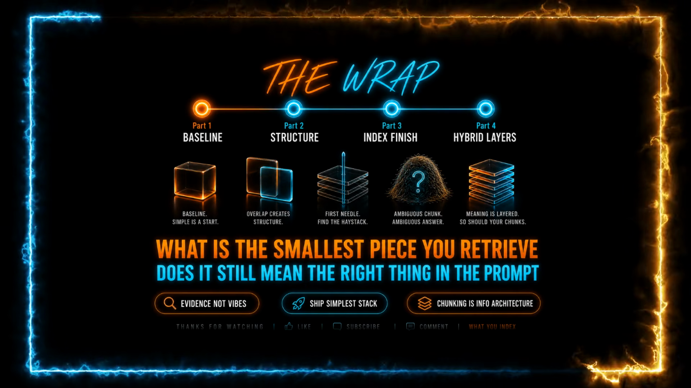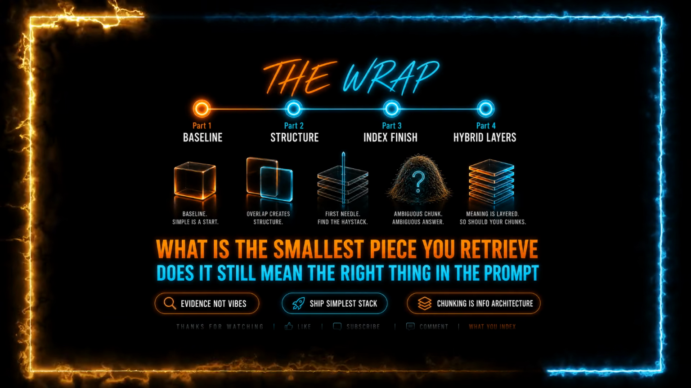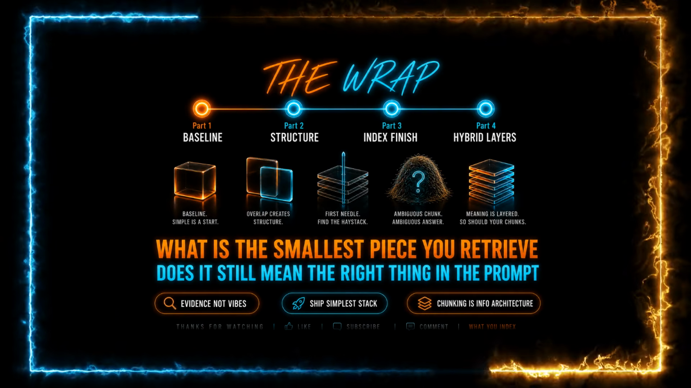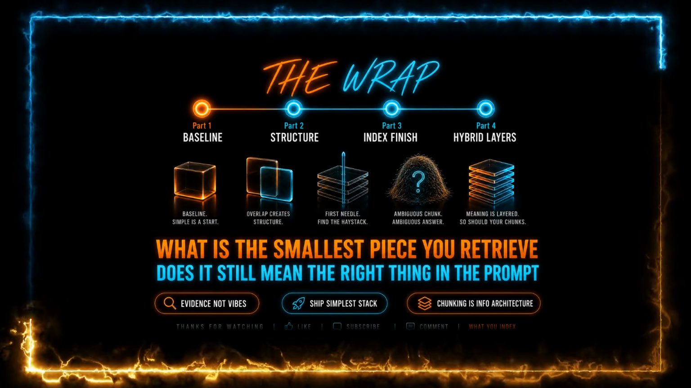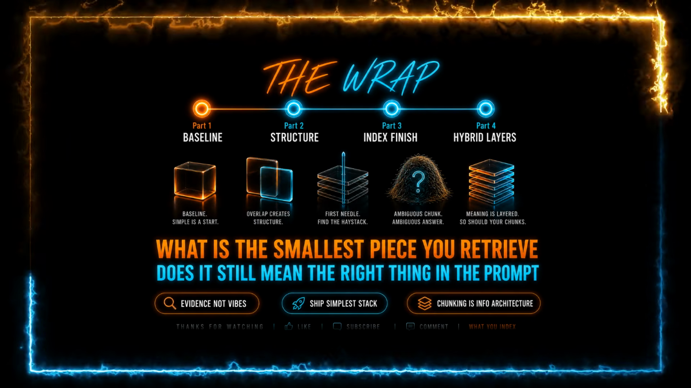Across all 4 parts, same through line. What's the smallest piece you're willing to retrieve? And does it still mean the right thing when it lands in the prompt? Chunking is where you encode your information architecture into the index. Get it disciplined, and retrieval stops feeling random.